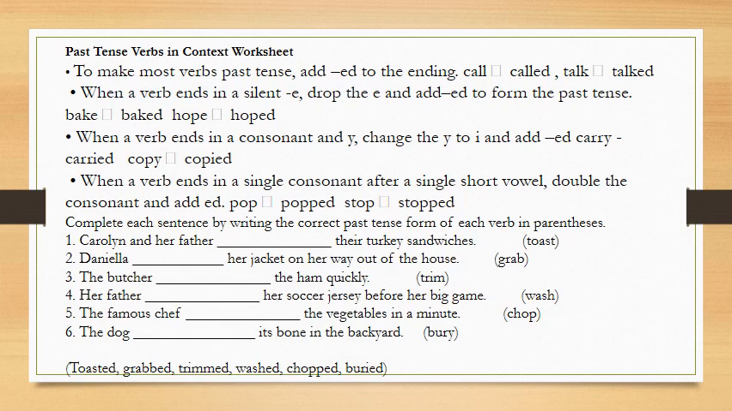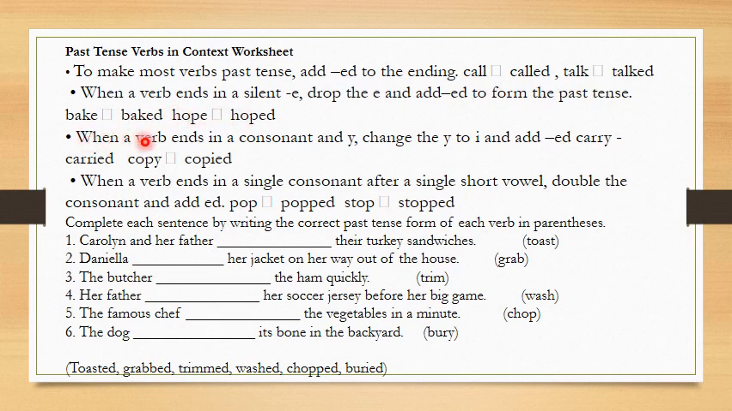I am sure students, you have understood better about the use of simple past tense, its structure, and the use of different forms of verbs in this tense. Now let's see here some other rules to revise. To make most verbs past tense, add ed to the ending. For example, call, called, talk, talked. When a verb ends in a silent e, drop the e and add ed to form the past tense. For example, bake, baked, hope, hoped.